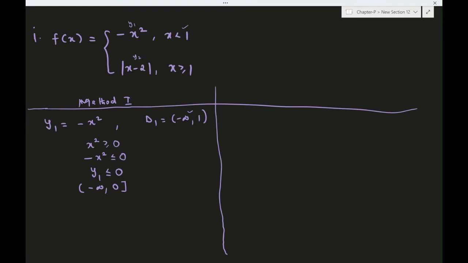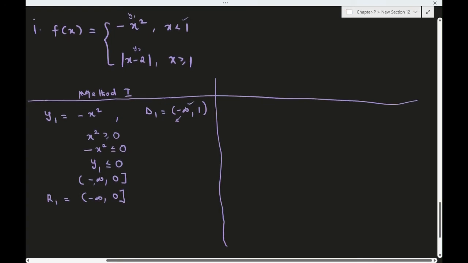Now, if you look at this first domain, D1 is not a restricted domain because you have minus infinity. So the range here is also not restricted, and you don't need to look for any minimum value. This is okay. So our first range, let's call it R1, is from minus infinity to 0 closed. We're done with the first piece.